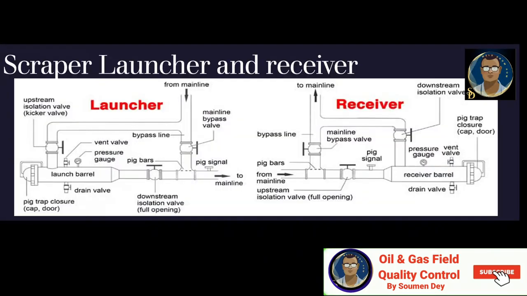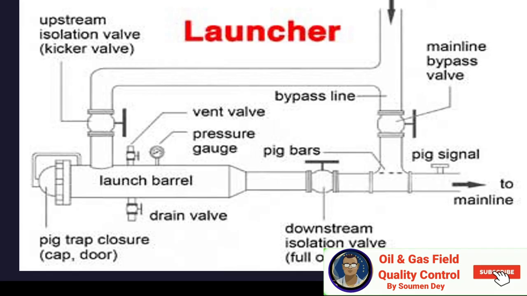The typical sketches of scraper, launcher and receiver, here you can see they are more or less a similar type. There is a launch barrel which is bigger than the diameter of the pipe. There will be some vent valves, and some access to put the pressure gauges. There is an isolation valve at the top so that air can be introduced or released from there. There is a bypass valve and also a pig signal indicator. Of course, there will be a drain valve to drain out the liquid or gases or the scraps or slugs received during the pigging operation.